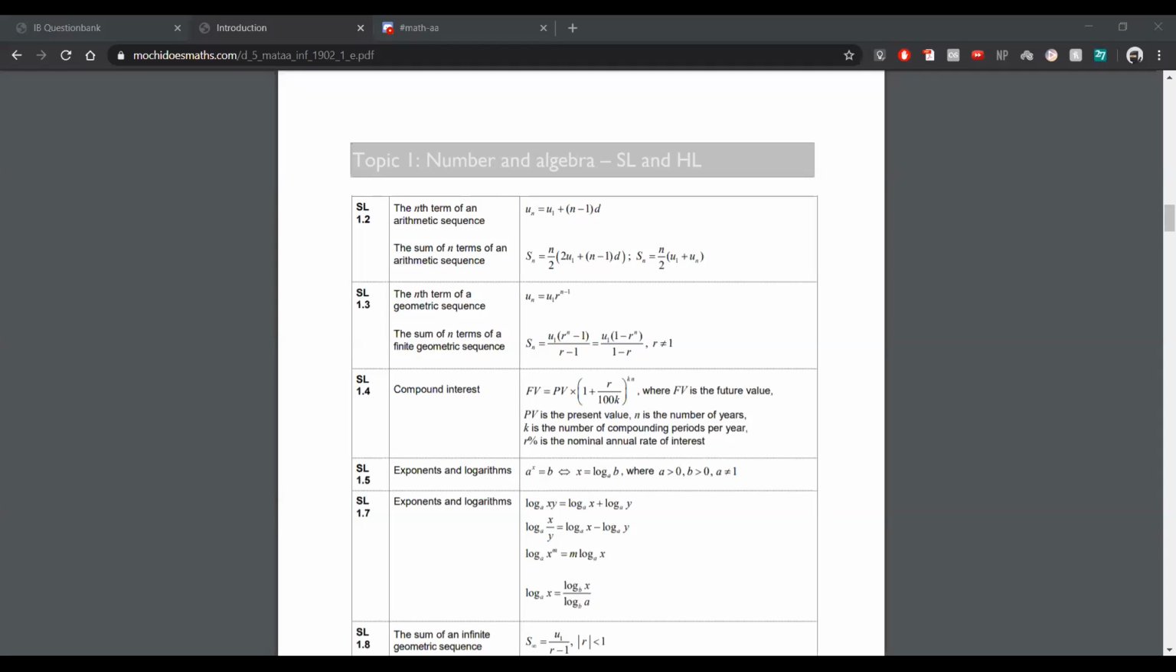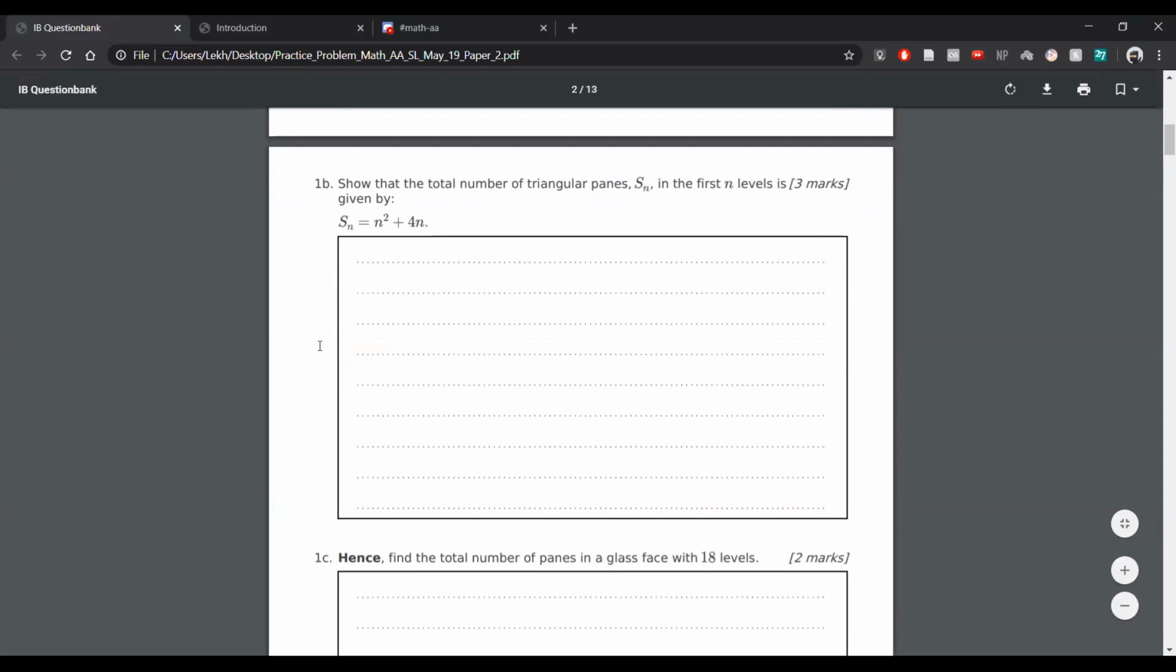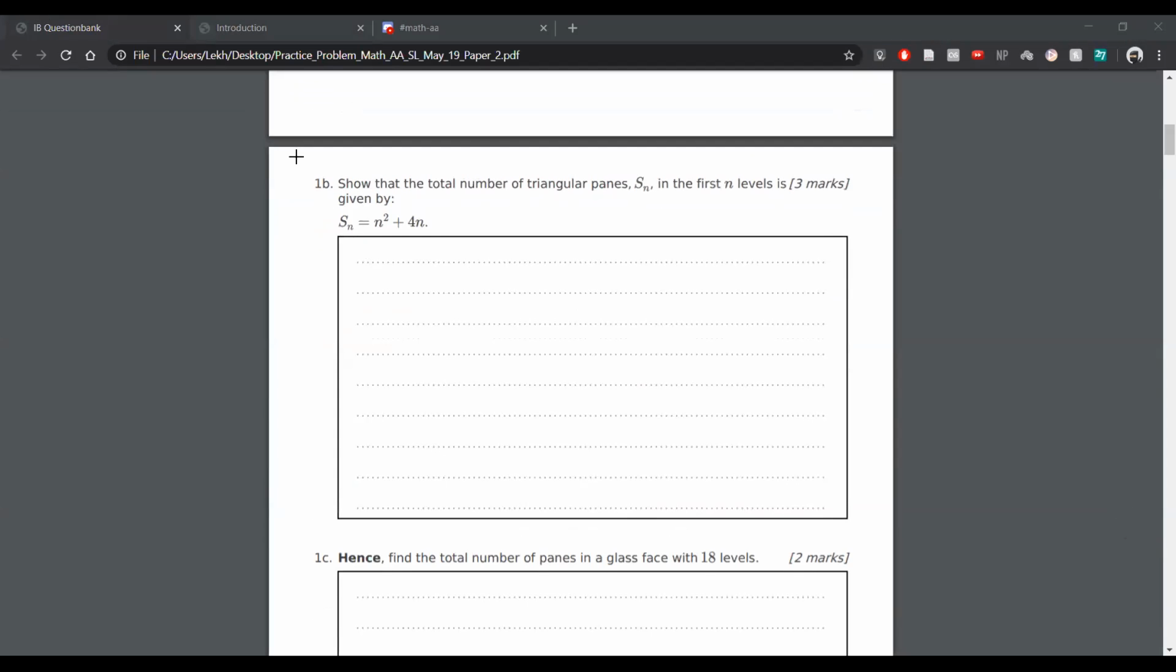So moving on to the next part. Show that the total number of triangular panes Sn in the first n levels is given by Sn is equal to 10. So this is asking us for the sum of an arithmetic series. Let's recall the information given to us. U1 is equal to 5, D is equal to 2. These are the pieces of information which will help you solve for everything.